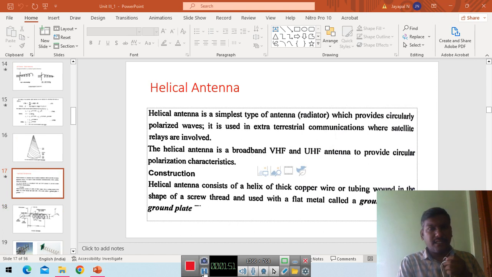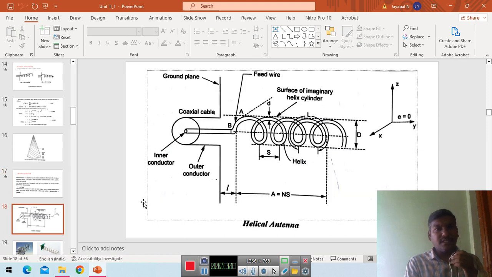A helical antenna is the simplest type of frequency independent antenna. It provides circularly polarized waves, and these antennas are used for broadband applications like VHF and UHF. If you think about the construction of a helical antenna, this is the structure of a helical antenna.